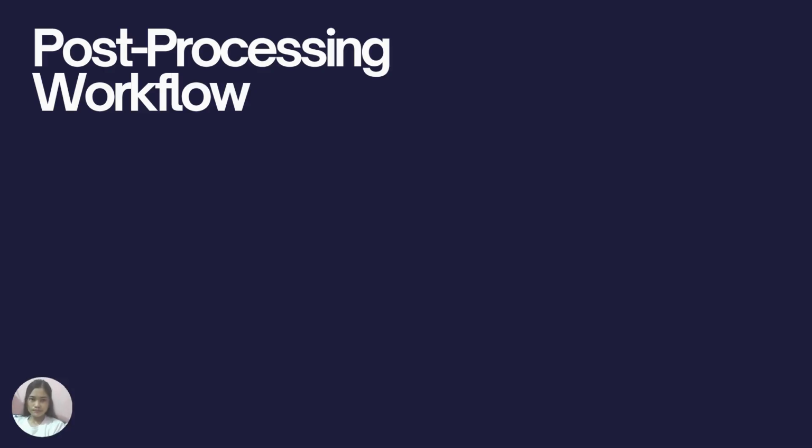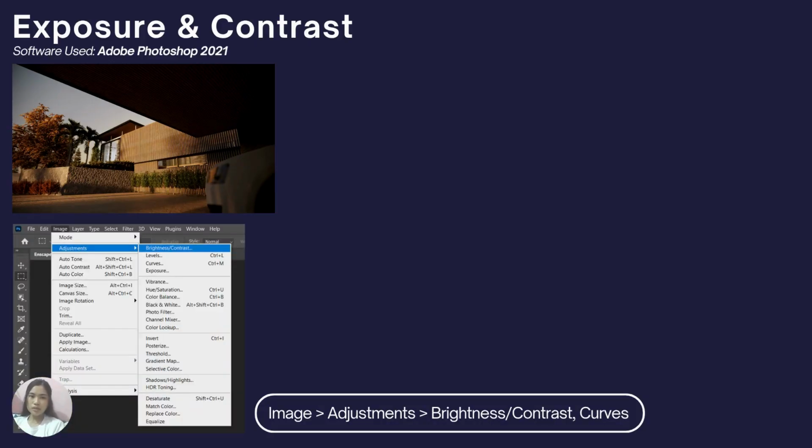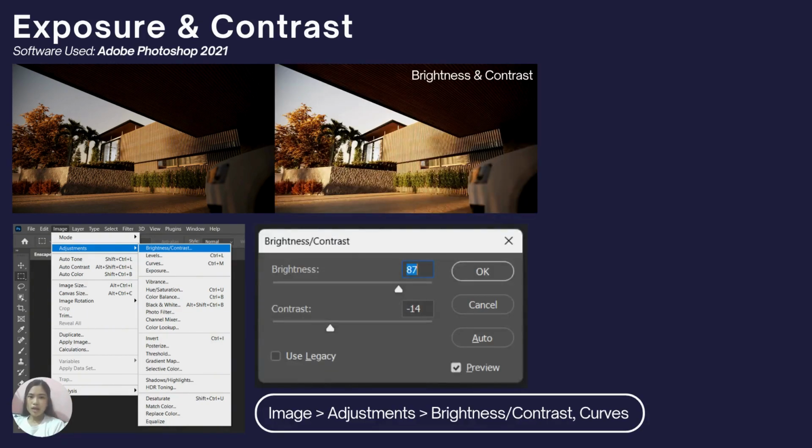To give you some comparisons between the raw and edited file, I am using Adobe Photoshop 2021. The prompts are listed below so you can follow where to find the settings I will be mentioning later. Here's a raw file image, and if you go to Image, then Adjustments, Brightness and Contrast, Curves, you can adjust them. For the contrast, I lessened it, and the brightness was added to brighten the image.